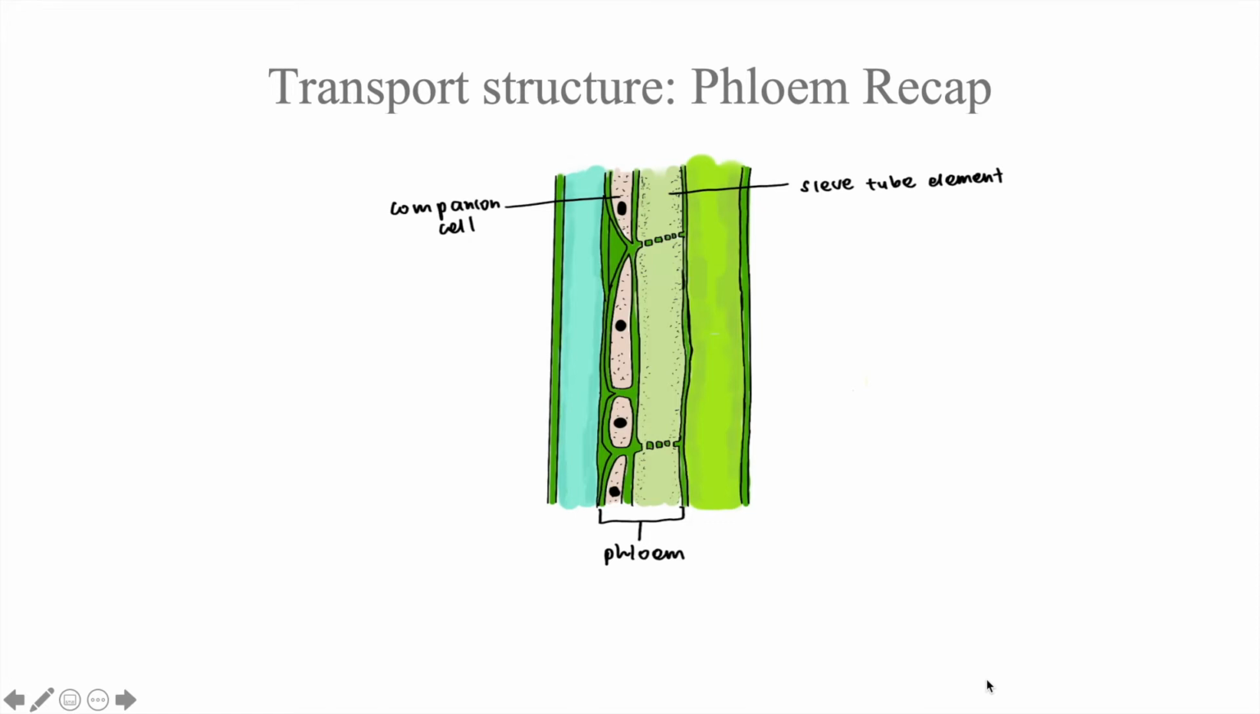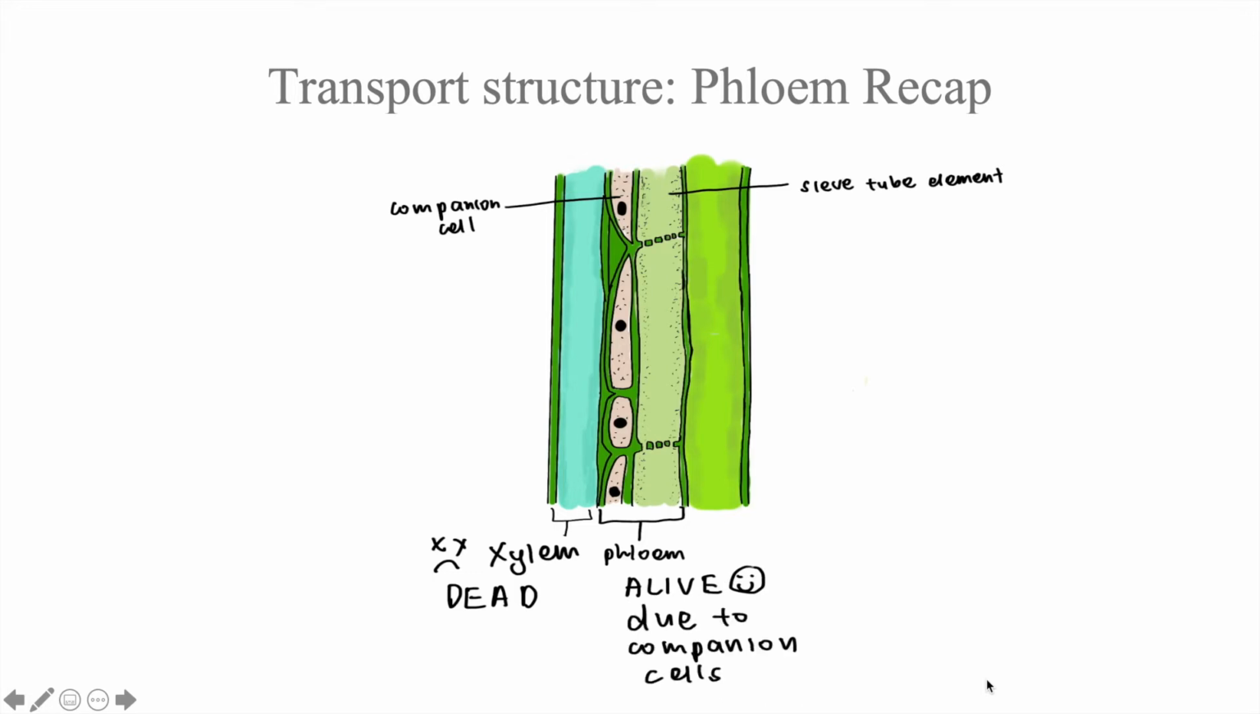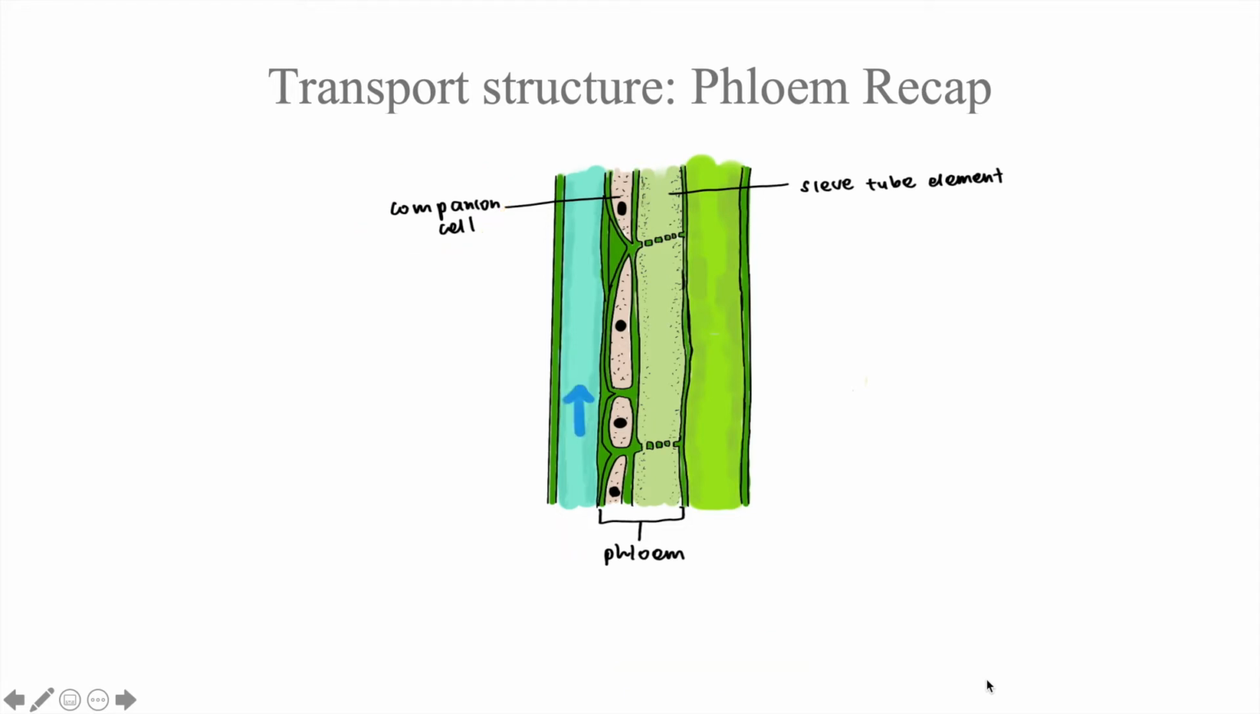Let's do a comparison. Xylem, as you know, is dead, whereas phloem is alive due to its companion cells. The transport of water and mineral salts in the xylem vessel is unidirectional, whereas the transport of manufactured food in the phloem is bidirectional.